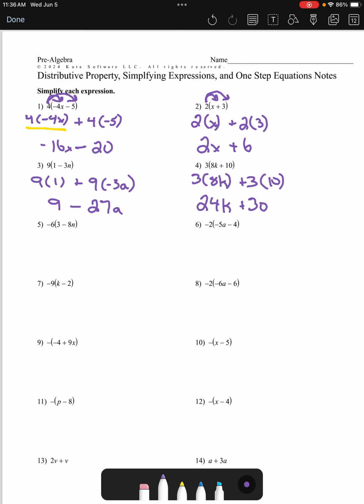In today's video, we are continuing with distribution, but we're specifically looking at having to distribute when the leading number is now negative. So in our fifth example, we are giving a negative 6 with multiplication to both the 3 and the minus 8n in the parentheses. So that means we're going to be doing negative 6 times 3, and we're going to be doing negative 6 times negative 8n.